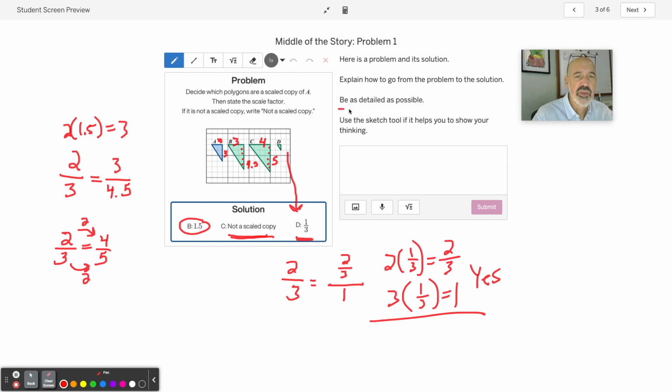So when it says be as detailed as possible, you can explain how these scale factors make sense because of multiplication, and C is not a scaled copy because there is no factor that multiplies both parts 2 and 3 to get 4 and 5.